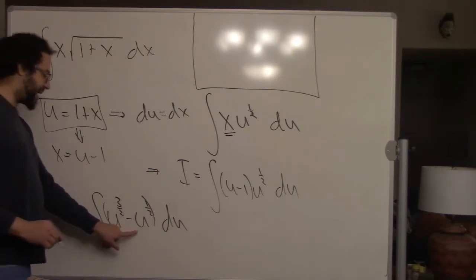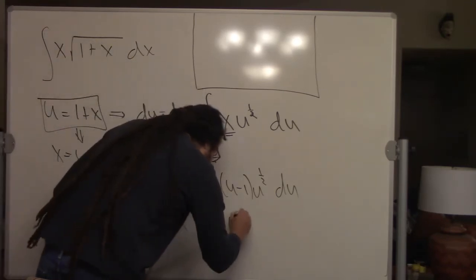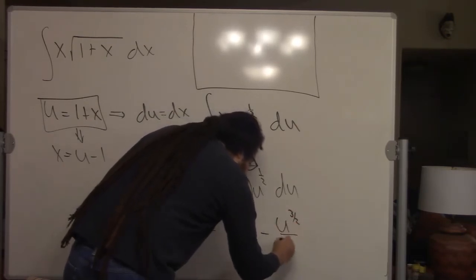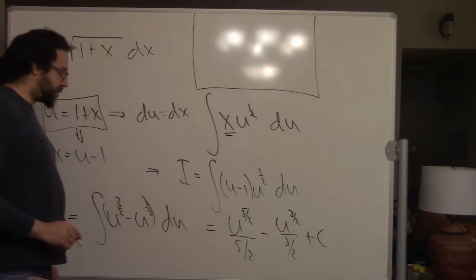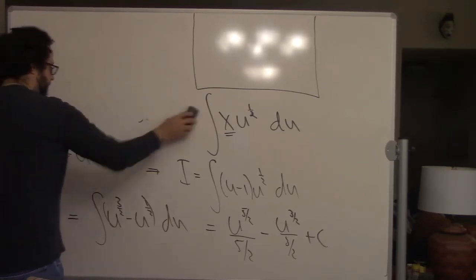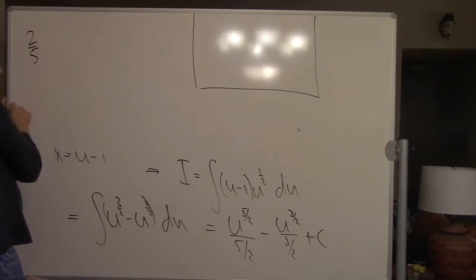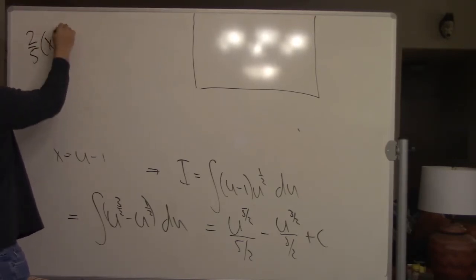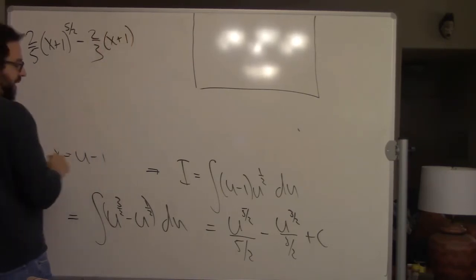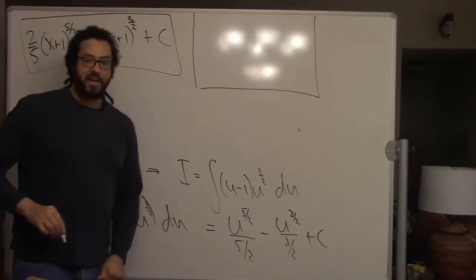And so we know how to anti-differentiate this thing. That's going to be u to the 5/2 over 5/2 minus u to the 3/2 over 3/2 plus c. And so now I want to write my answer in terms of x and maybe get rid of the fractions on the bottom. So now this thing is really equal to 2/5 times (x plus 1) to the 5/2 minus 2/3 times (x plus 1) to the 3/2 plus c. So this would be a good final answer for our original antiderivative.